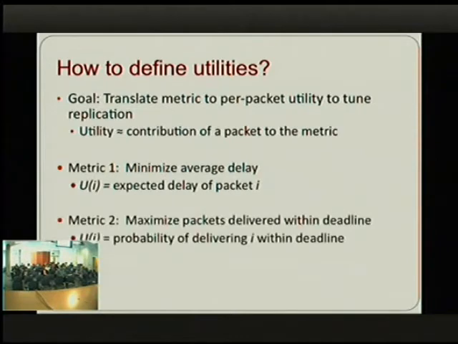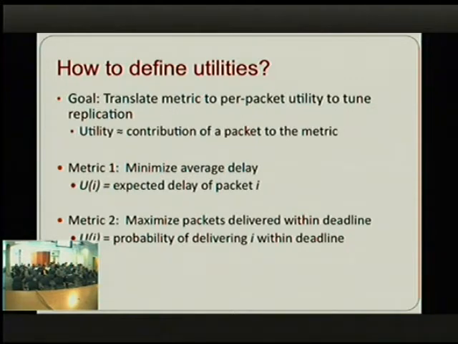If your metric were maximize the number of packets delivered within the deadline, in the news article case, we define utility to be the probability of delivering this packet within the deadline. And then when you want to replicate, you estimate which packet would give you the highest improvement in probability in delivering the packet. And then you replicate that packet according to it.